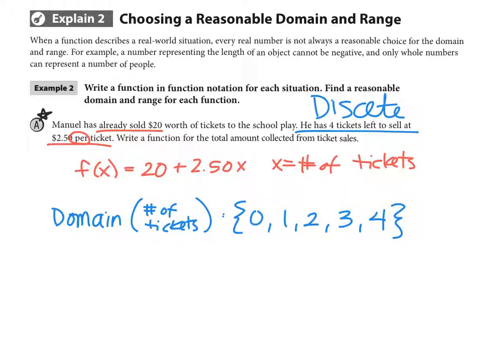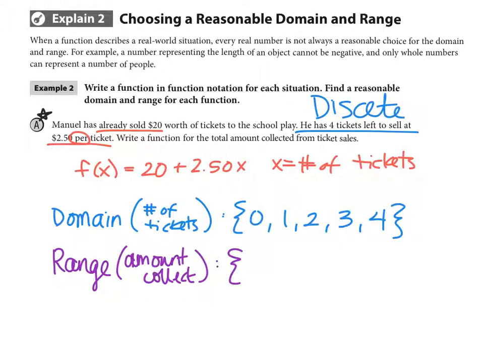It also says for us to find a reasonable range. So from this, we're going to go ahead and state what the range could be. The range are our y values or our f of x values. So if I told you that he sold 0 tickets, then you would be able to tell me how much money he collected. So this is going to be the amount collected, or the money if you want to label it that way. So we just want to think about for each domain value, how much would he collect?